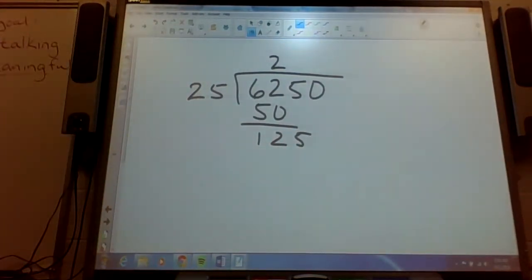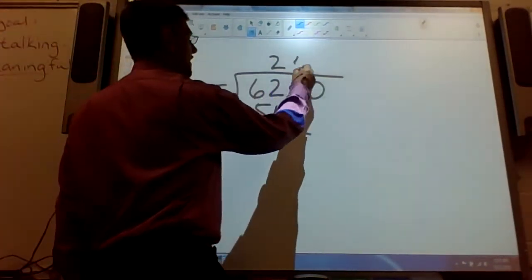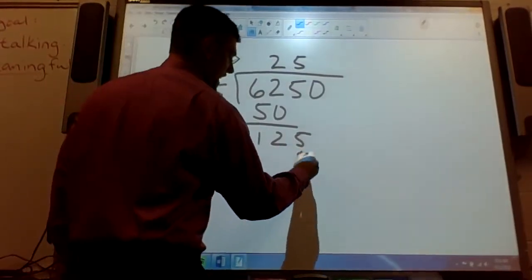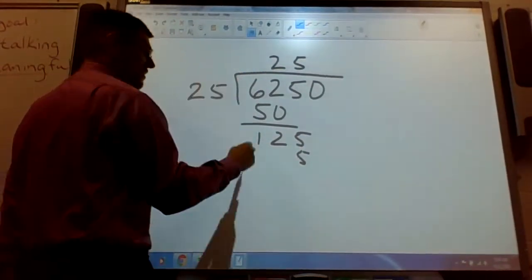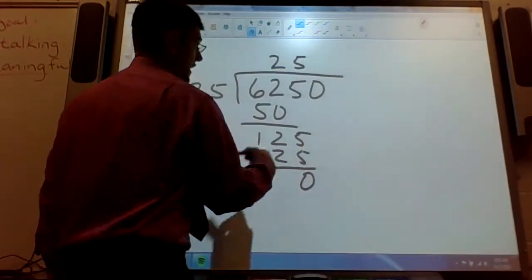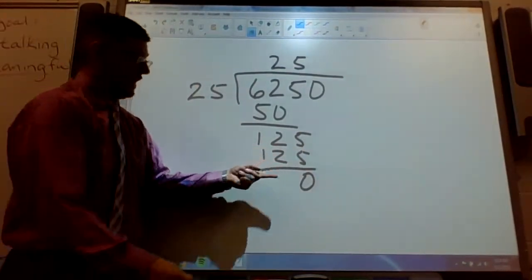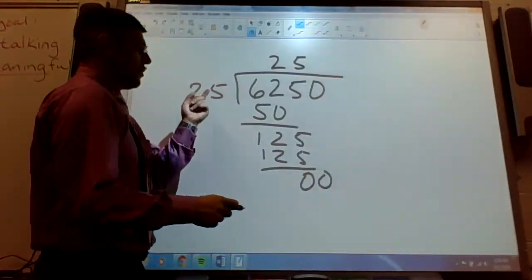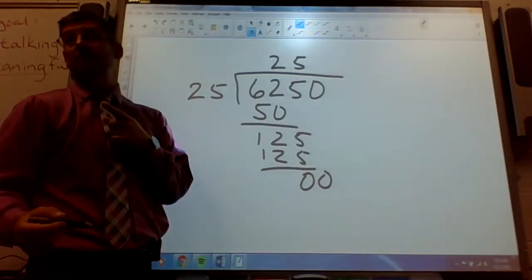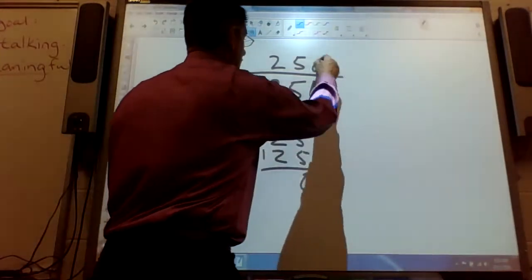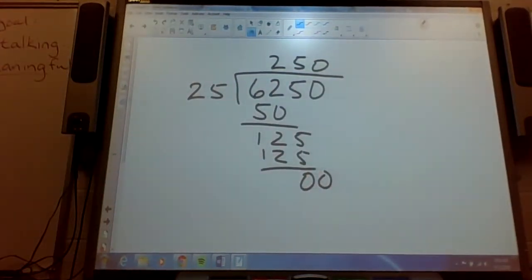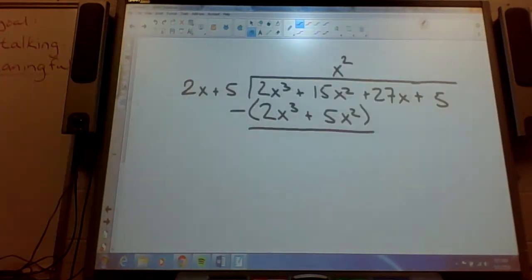Now, how many times does 25 go into 125? 5 times, right? 5 times 5 is 25. 5 carry the 2. 5 times 2 is 10, plus 2 is 12. So I got 0 here when I did my subtractions. Carry down this 0. 25 goes into 0 how many times? 0. Thank you, Jeff. So 25 goes into 6,250 how many times? 250 times. Is that sufficient review? All right, back to the polynomial.